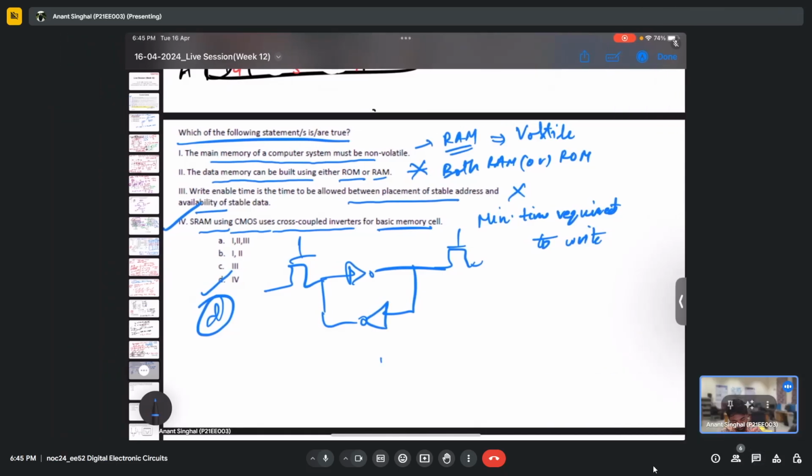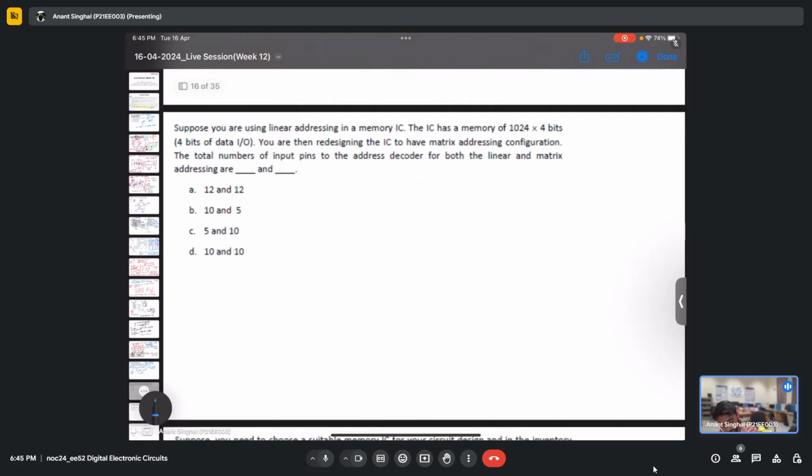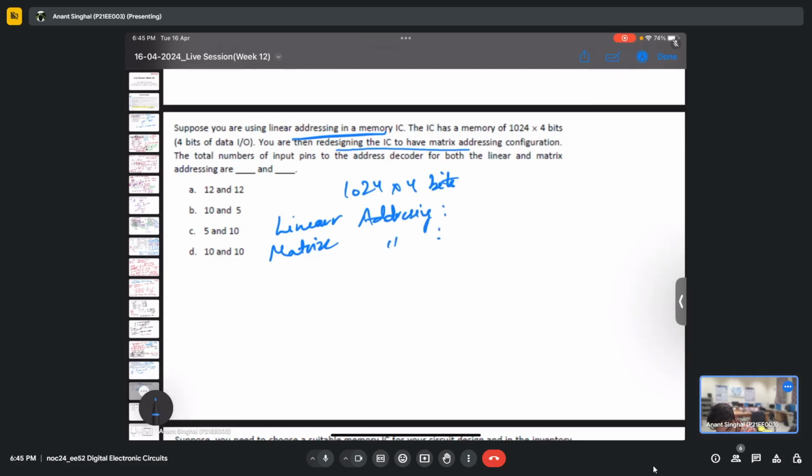I'm quickly moving forward now. So now we have a linear addressing in a memory IC. This IC has 1024 cross 4 bits. We are redesigning the IC to have matrix addressing. So we have two types of addressing. One is linear and one is matrix addressing. So for linear, let's do it here. For linear, we have the number of inputs to the address decoder that is asked. It is given by a certain formula.